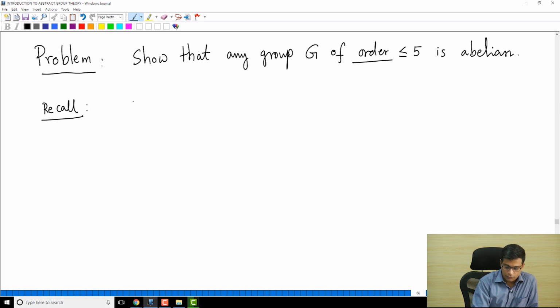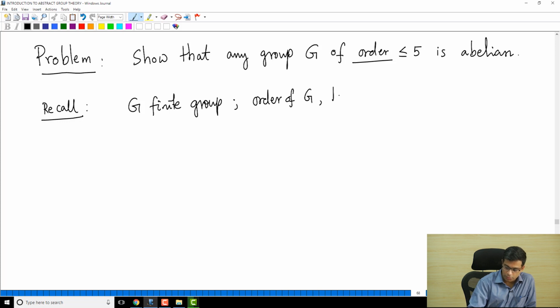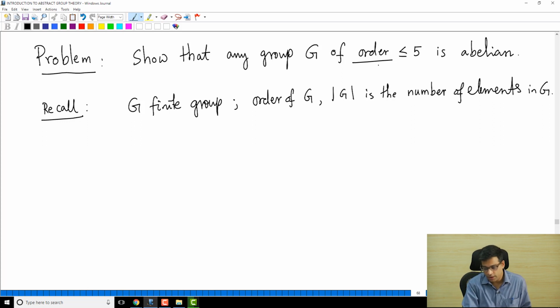What is the order of a group? So, recall that if G is a finite group, the order of G, which is denoted by this symbol G within bars, is the number of elements in G. Okay, so, order of G is the number of elements in G. So, in the problem, the question is to show that every group which has order less than or equal to 5, meaning any group which has 5 or fewer number of elements, is abelian.